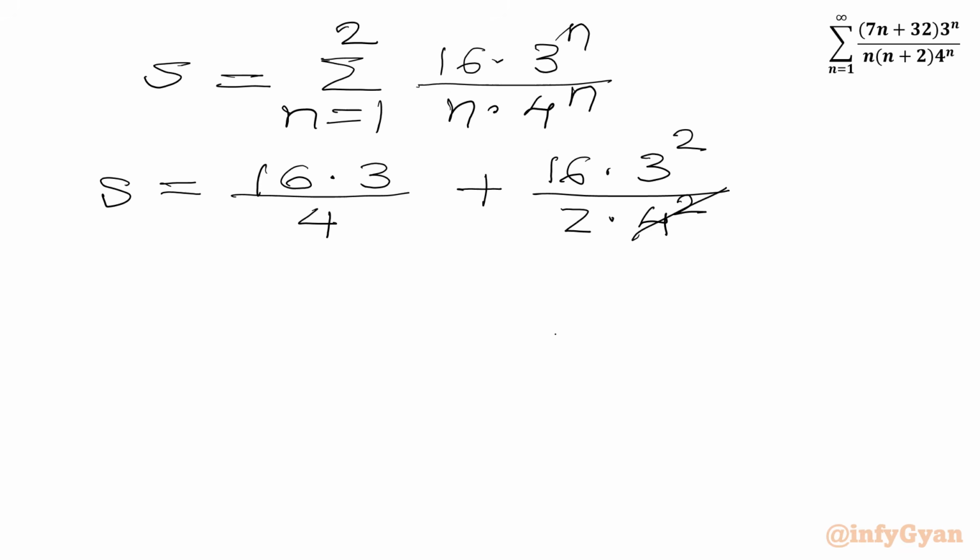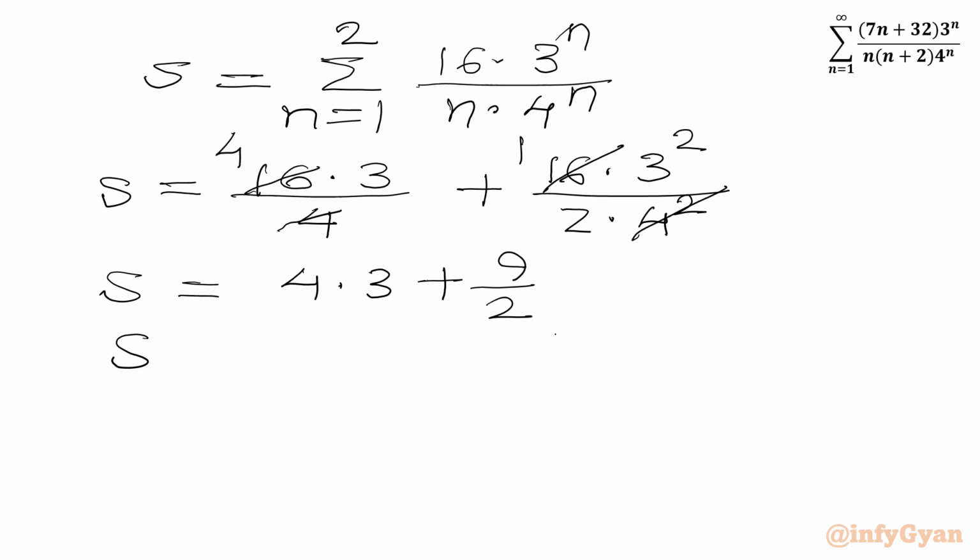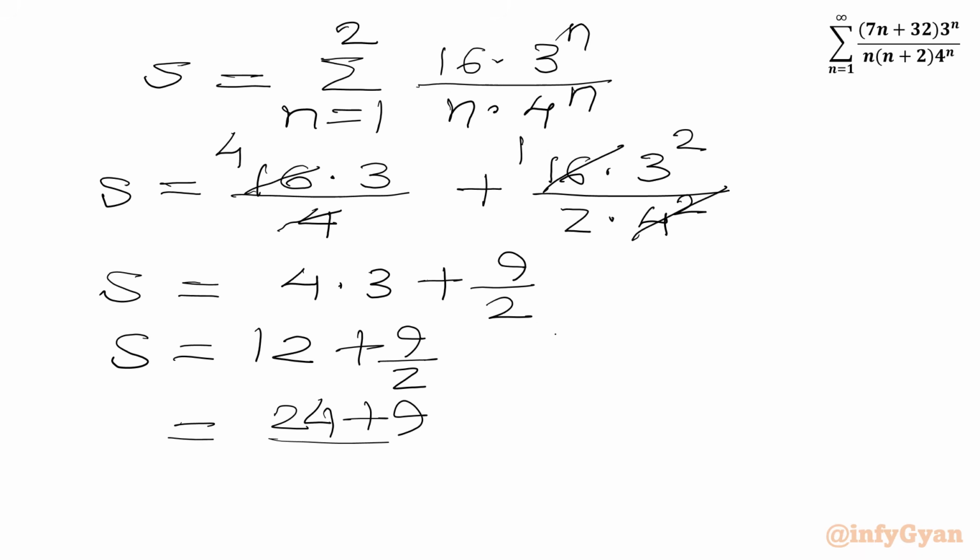Now 4 power 2 is 16 and in the numerator we have 16. We will write here 1. 16 over 4 is 4. So we will get S equal to 4 times 3 plus 9 over 2, which will be 12 plus 9 over 2, equal to (24 + 9) over 2. So our answer will become 33 over 2.